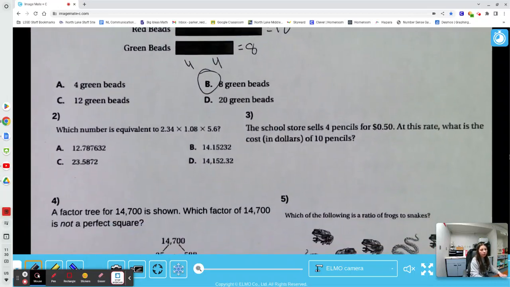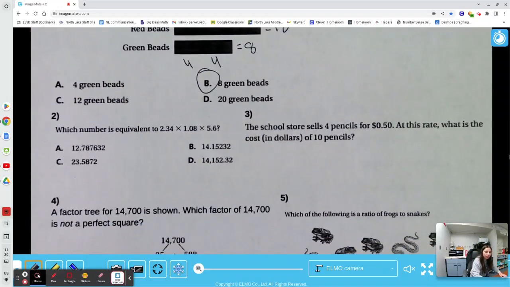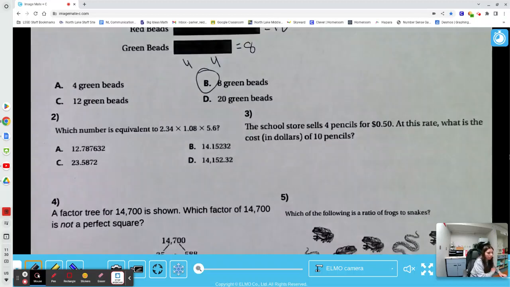Number 2, which number is equivalent to 2.34 times 1.08 times 5.6? Now I know that some of you might want to start multiplying these, but this would be a lot of multiplication. The first thing I'm going to focus on is the decimals. When we multiply numbers that have decimals, we ignore the decimal places at first.